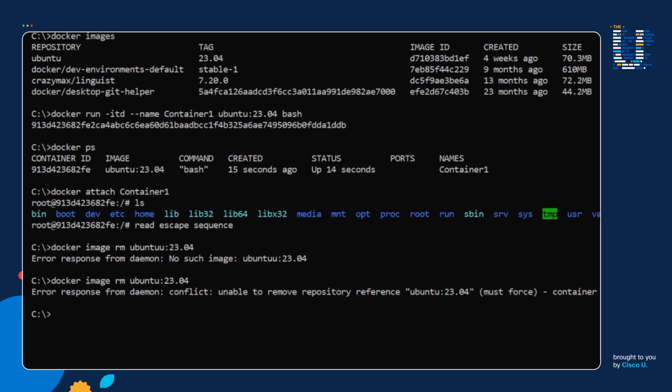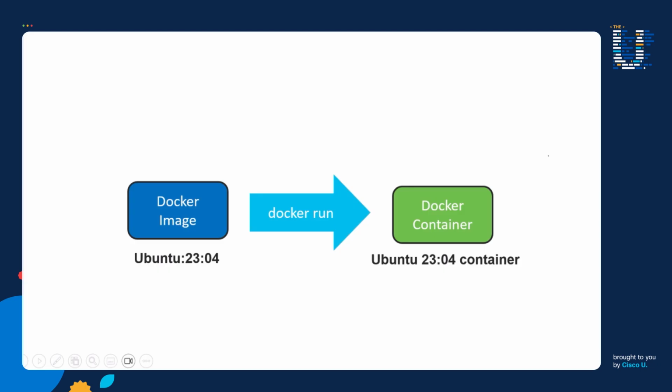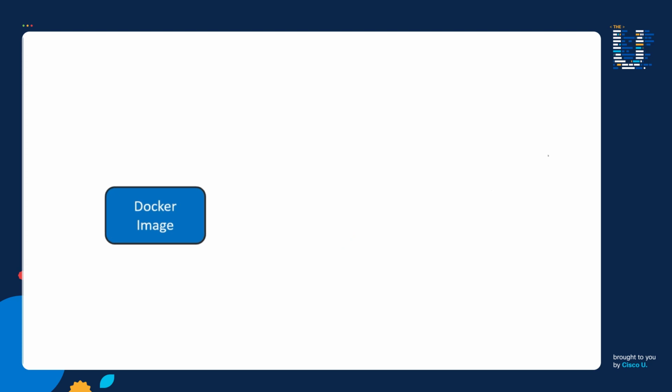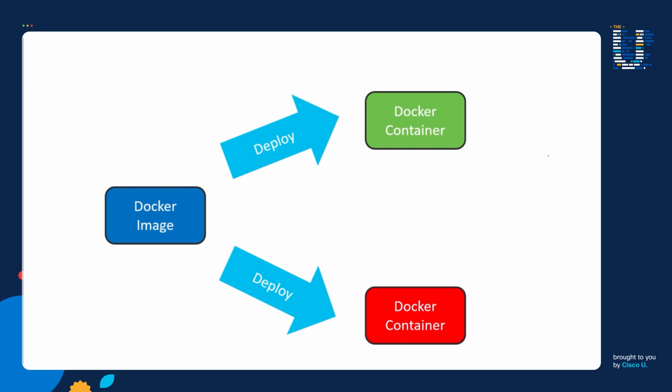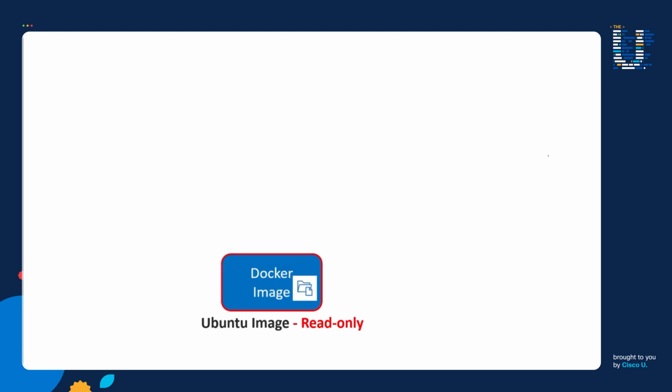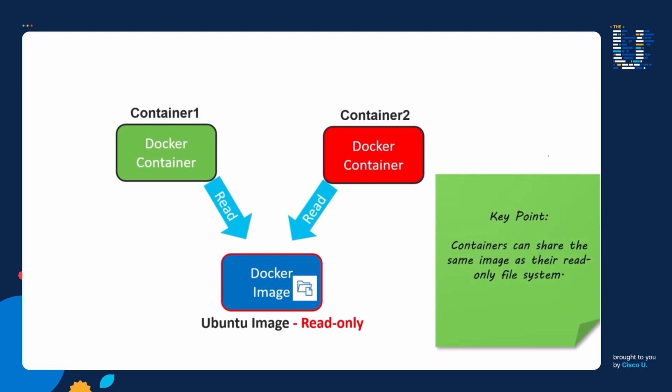And when you think about it, this makes sense. We do not want to delete container 1's file system. That would be very, very bad for container 1. So previously, we created just one container from one image. However, you can create more than one container from that same image. And here's one of the really cool things about how Docker containers work. Containers can share the same image as their read-only file system.